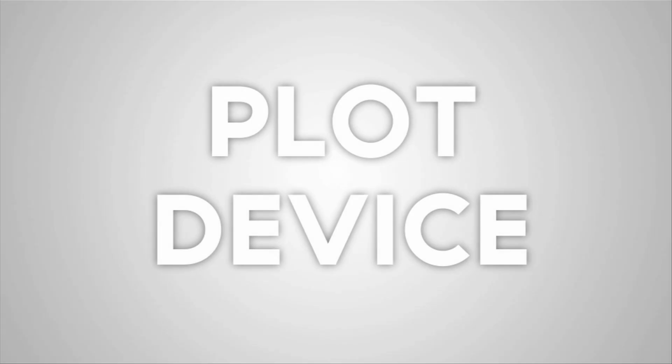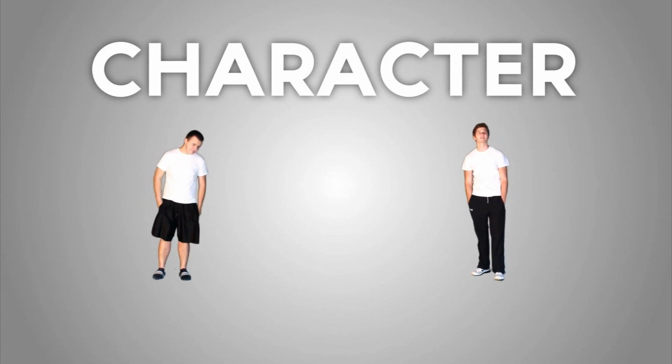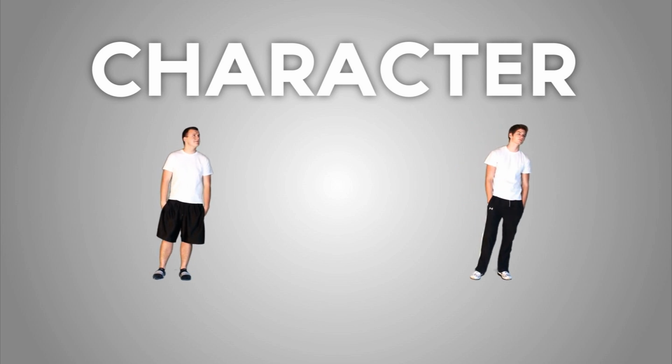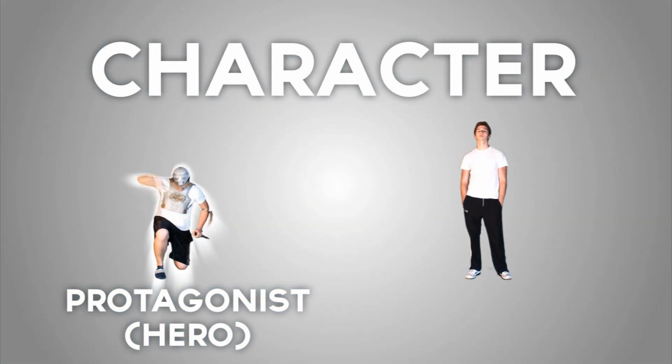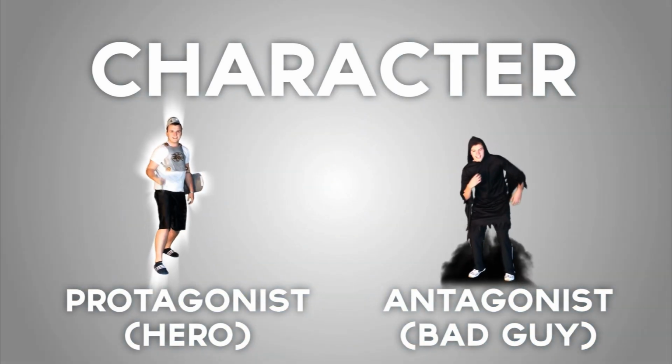A plot device is a tool used by the author to advance the story. There are many different plot devices. One plot device is a character. A character is a person in the story. The two main types of characters being the protagonist, or the hero, and the antagonist, the bad guy.